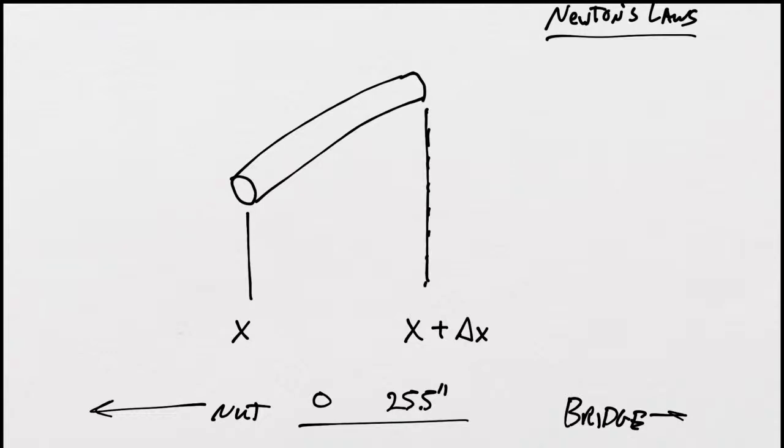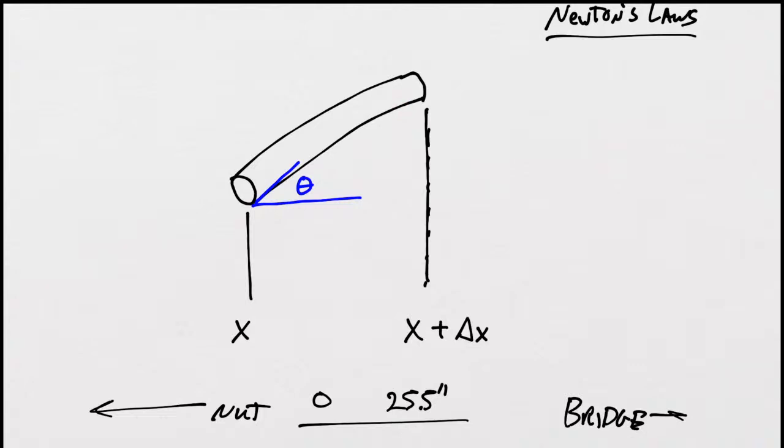Now, what else characterizes this string? Well, the string is sitting there in space at an angle. I'll put this angle in blue. The angle on this side we're going to call theta. And theta is not the same on the left and on the right.